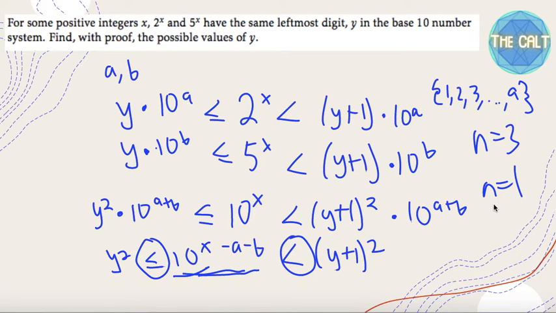So the reason we have these two values of n is 3 squared is 9 and 4 squared is 16, and there's a power of 10 in between them, which is 10. And 1 squared is 1, and 2 squared is 4. And 1 is a power of 10, which is 10 to the power of 0.